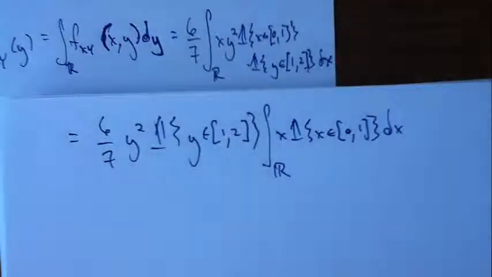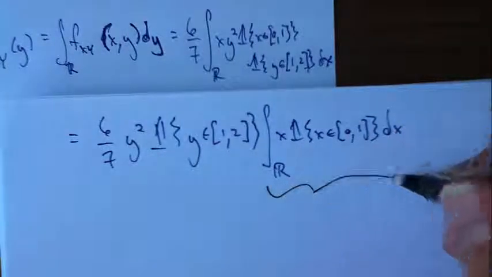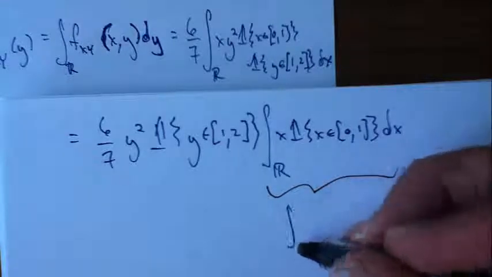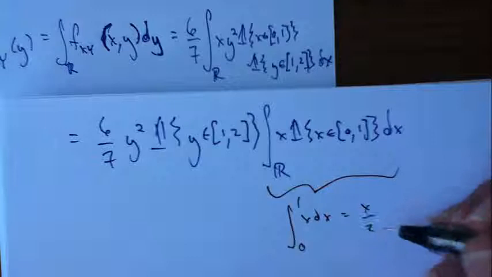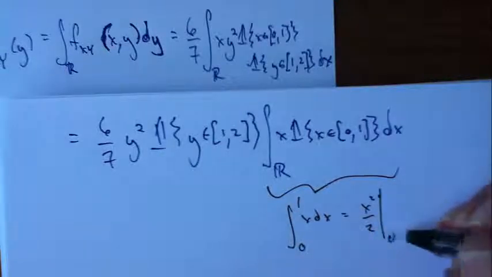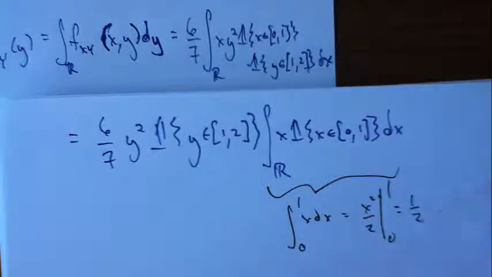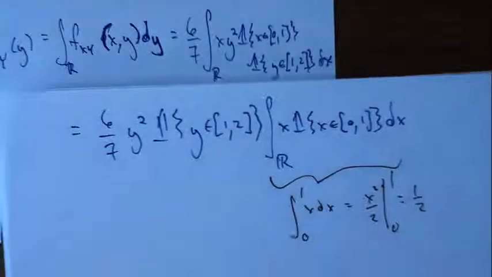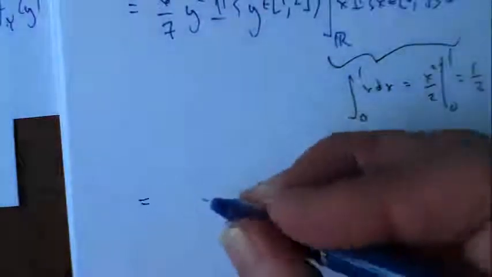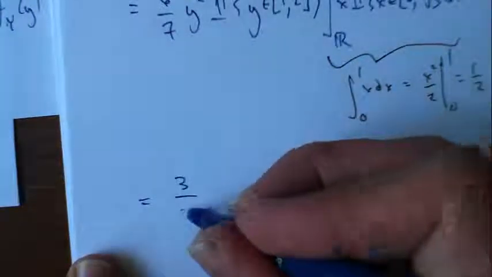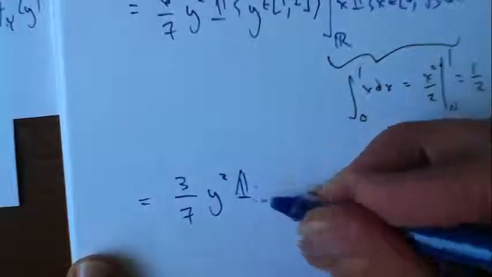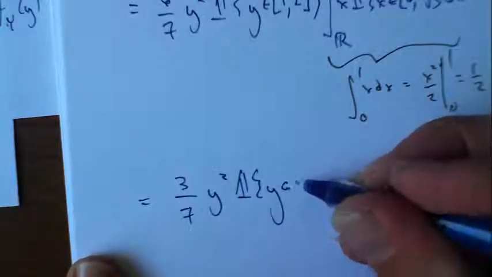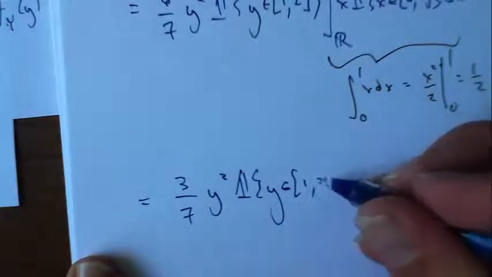Now I'm just going to deal with this integral here. This is actually just the integral from 0 to 1 of x dx, which is x squared over 2 from 0 to 1, which is just a half. So all this is just a half, and I get the final answer: 3/7 y squared times the indicator that y is in 1 to 2. Okay.